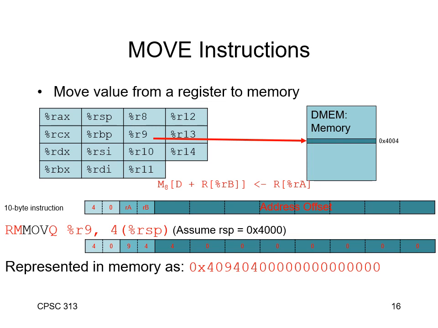And we're going to describe the memory location just like we did before. So in this example, we're saying take the value in R9 and move it into the memory location represented by 4 plus the stack pointer.